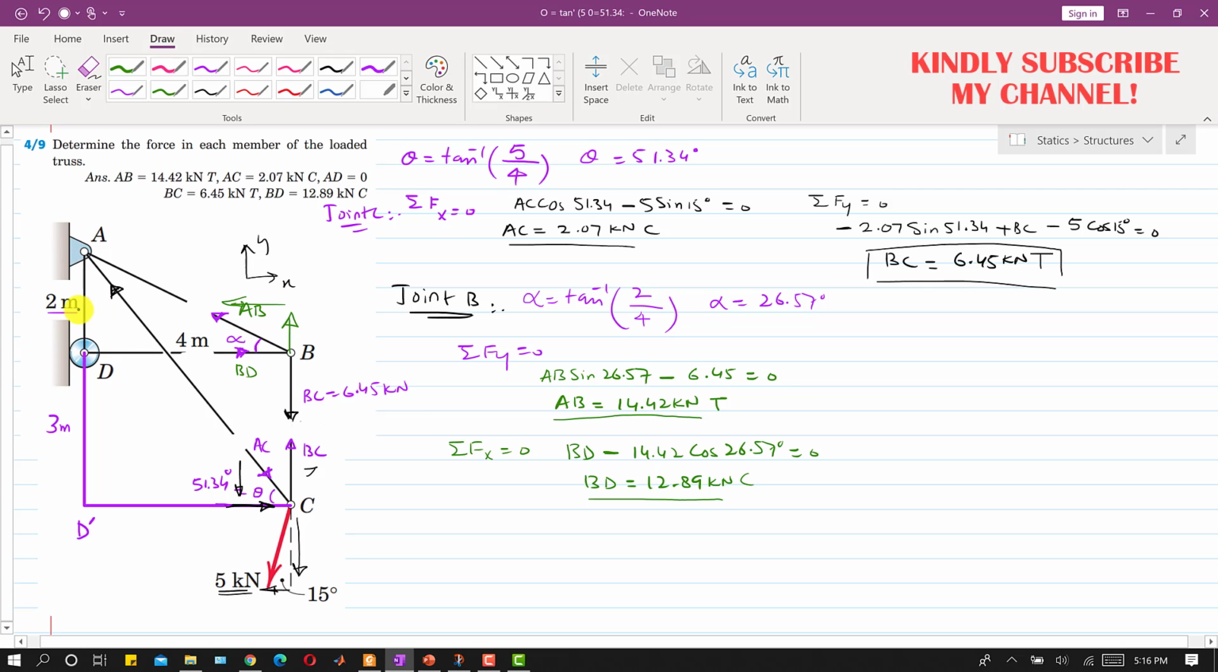Now we are only left with this AD force, right? So now if we isolate this D joint from the whole truss, right? So let me isolate this. As we can see, this BD force is compressive force, so here this BD force will be acting towards the joint, right? And since here is a roller support, there will be one reaction which will be acting in this direction, right? Let's say that this is D reaction, right? And let's assume that this AD force is acting away from this joint, right?